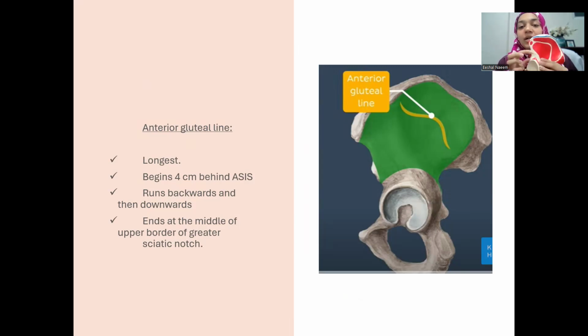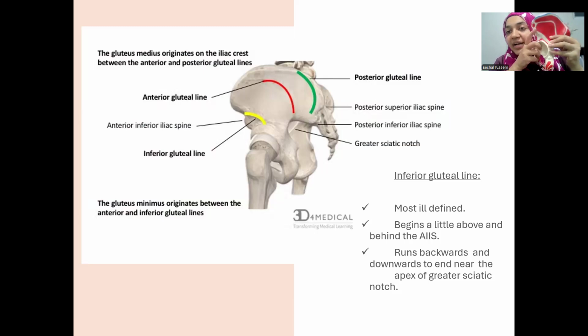Now there's an irregular line called the inferior gluteal line. It's a little irregular and ill-defined. So basically, you know that this is the anterior superior iliac spine and this is the anterior inferior iliac spine. So the inferior gluteal line begins a little behind and above the anterior superior iliac spine. So it starts from here, it runs backwards and downwards to end at the apex of the greater sciatic notch. The apex means the highest point of this greater sciatic notch. So this is the inferior gluteal line.